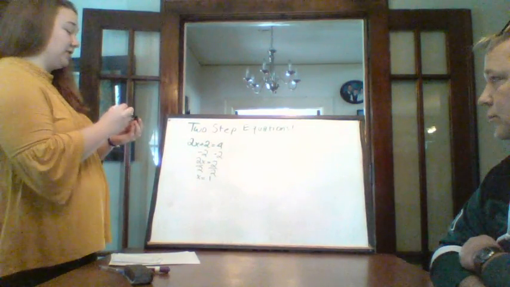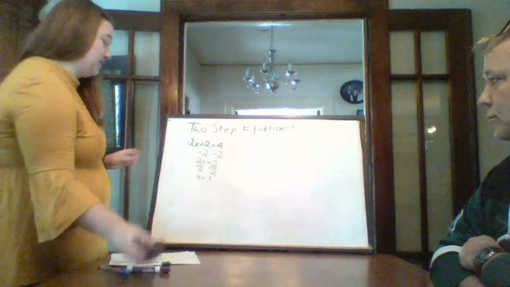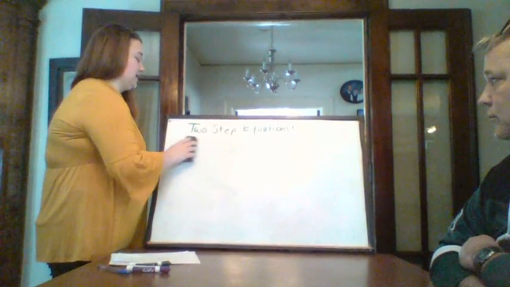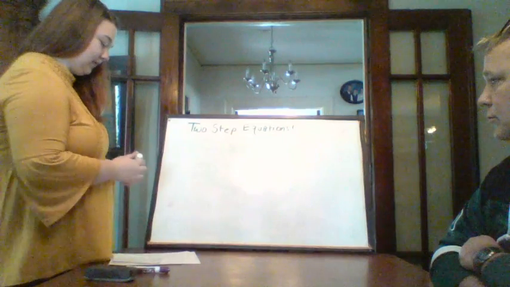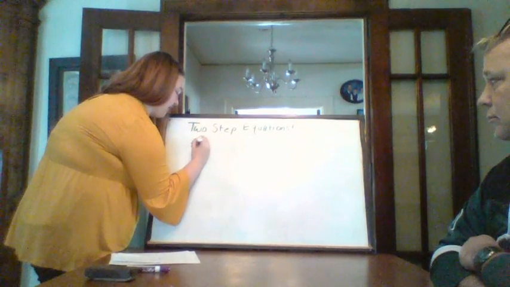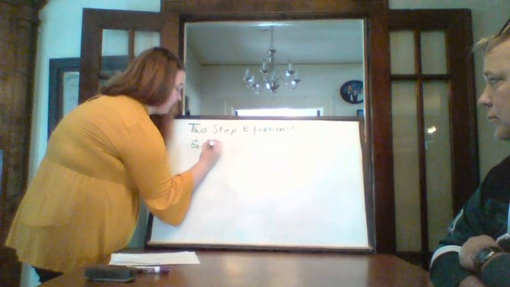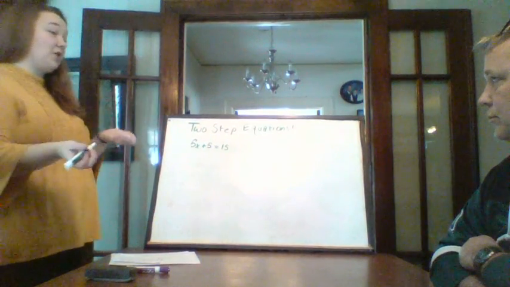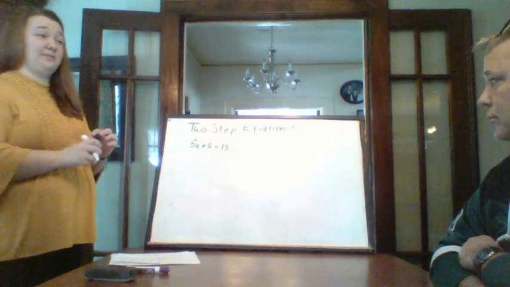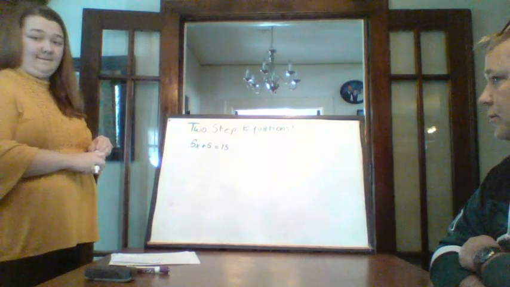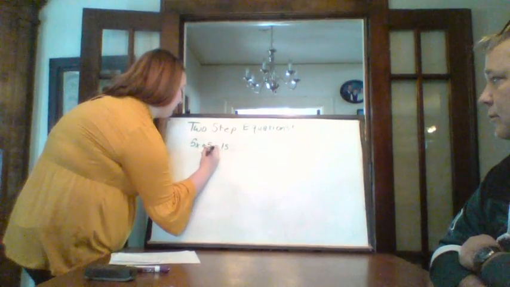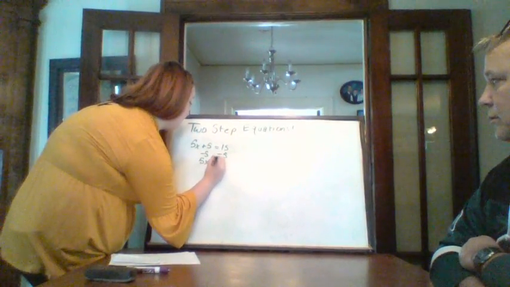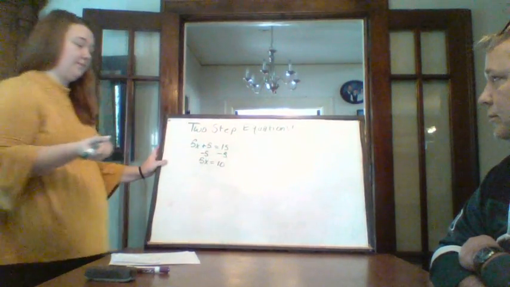Now we're going to go on to a simple question again, but this time it's going to have bigger numbers, just to get some practice before we go on to other steps. So now we have 5x plus 5 equals 15. Going back to our wrap, what's our first step? Subtract 5, on both sides. Now we're left with 5x equals 10.